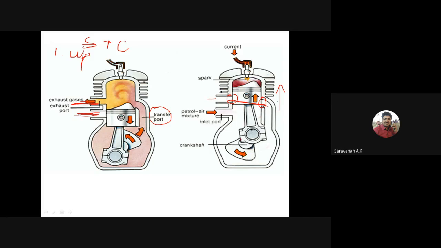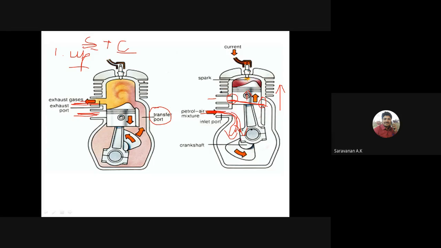While in the upward stroke, the inlet port is open, right? Due to this port being open, the air fuel mixture is sucked into the crankcase. So here the compression is occurring as well as the suction. The upward stroke will have a suction stroke as well as the compression stroke, so both functions are there.